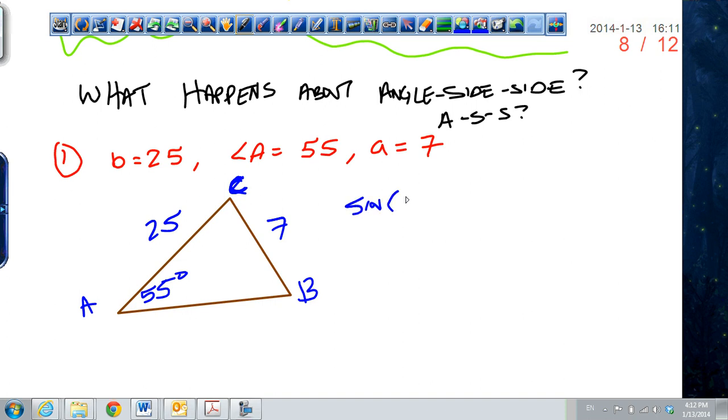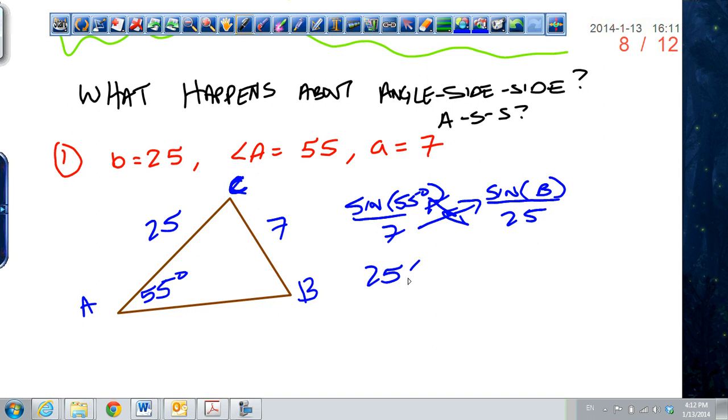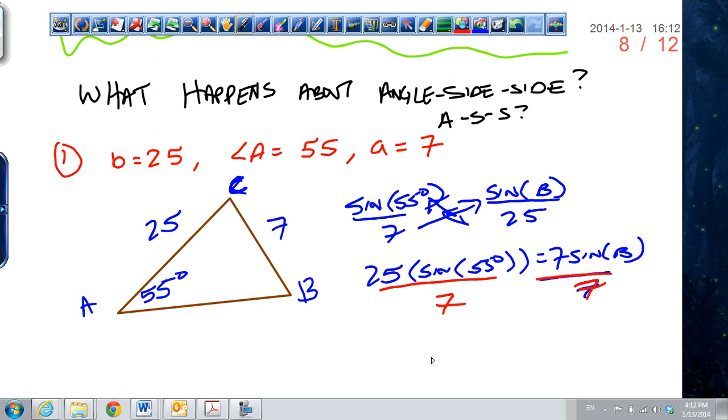So I'm going to say sine of 55 degrees over 7 is equal to the sine of, we don't know, B over 25. Cross multiply and divide, do all that fun stuff. I get 25 times sine of 55 equals 7 times sine of B. Then I'm going to end up dividing both sides. I use different colors so we can see the steps. Divide by 7, divide by 7. And so sine of B is going to be 2.925-ish.